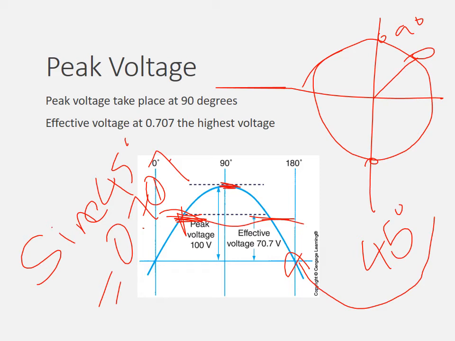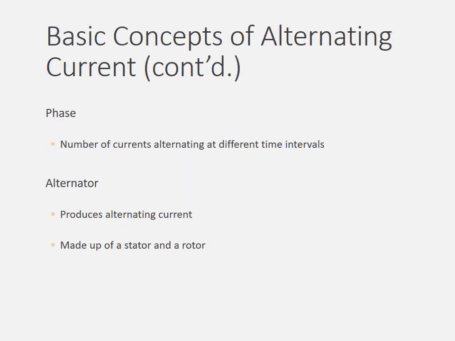It makes sense, right? I hope so. If not, go back and watch this again. So basically we are representing something going in a circle as a sine wave. And that, my friends, is the effective voltage. And the peak is at the top. We covered that already.